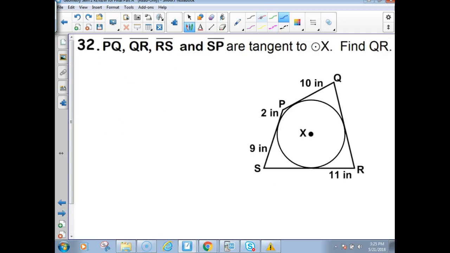32, thing we need to remember is there's a property about tangents coming from a point outside of a circle. These tangent segments would be equal because they come from the same point. So this would be 10. And then down here, coming from point R is 11. That means this other tangent coming from R would also be 11. And they asked us to find Q to R, so it would be 22. 10 plus 11 inches.